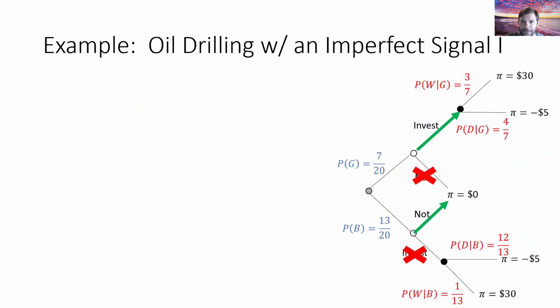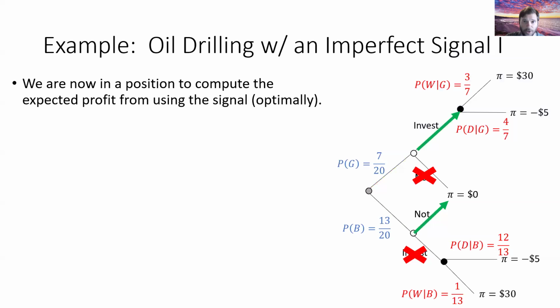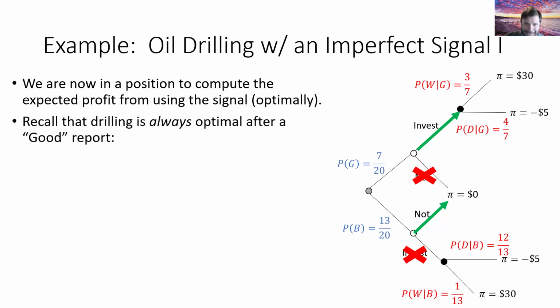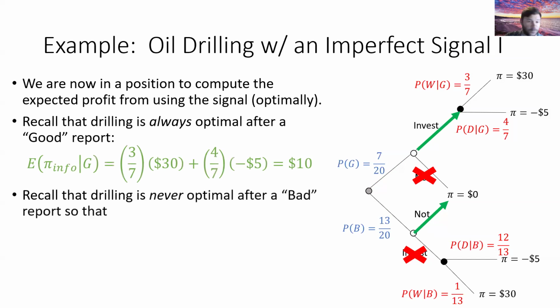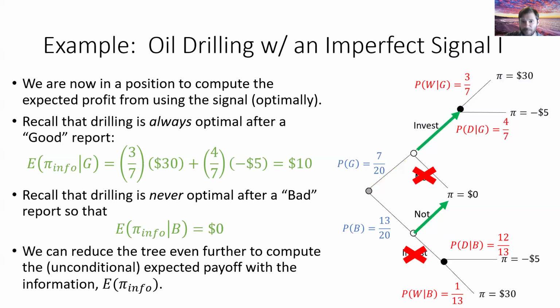And we can compute, again, the expected profit from using the signal, which is step 2 in our process of figuring out the value, the option value of this information. It was always optimal to drill following a good signal. When we did that, we got a $10 million payoff. And following a bad signal realization, a bad report from our geologist, we said we're going to stay out. If we stay out, what do we get? We guarantee ourselves a payoff of 0. So we can reduce this tree even further and compute the expected profit using the information just as we had done in the past segments.